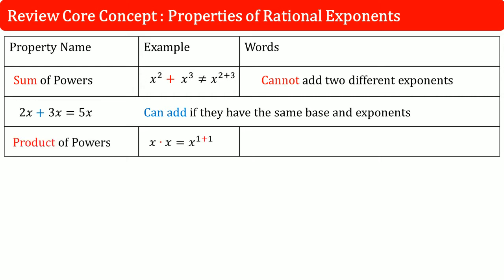The product of power. The product of power is when x times x. Here you see the exponent adds. If you are going to multiply the same base of x's, you are going to add the exponent. So x times x becomes x to the 1 plus 1, or x squared.